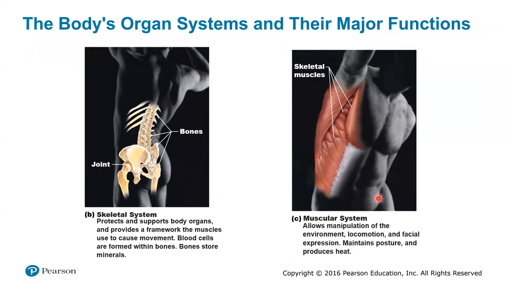Another two body systems here are the skeletal and muscular systems. So the skeletal system protects and supports body organs and provides a framework for muscles to use to cause movement. So you move because of your muscular system, skeletal system, and nervous system. Also, your skeletal system forms blood cells, both red blood cells and white blood cells. Plus, your bones store minerals.